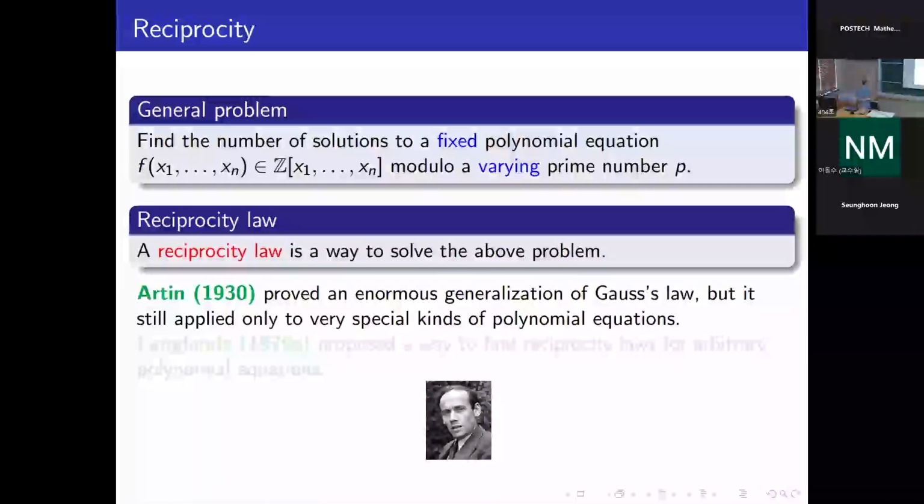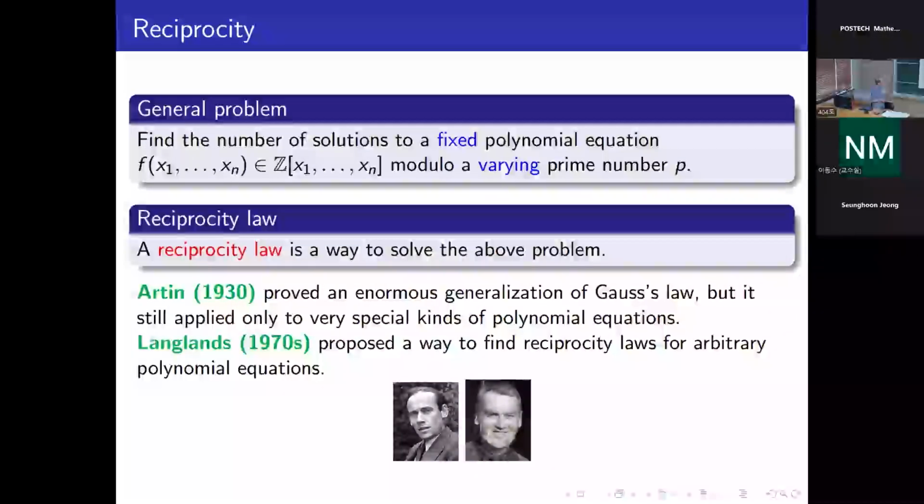Then Artin, around 1930, proved a huge generalization of Gauss's law of quadratic reciprocity, but it only applied to very special instances of this problem. So this is what's called class field theory. And I will say a bit more about that soon. And then after that came Langlands much later, and he wanted to propose a completely general framework for providing solutions to this general reciprocity problem.